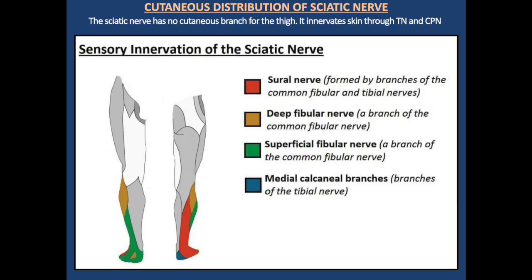Sciatic nerve has no cutaneous branches for the thigh. It innervates skin in the lower limb, leg and foot through the tibial and common peroneal nerves, except the area of the medial border of the leg up to the big toe, which is supplied by the femoral nerve.